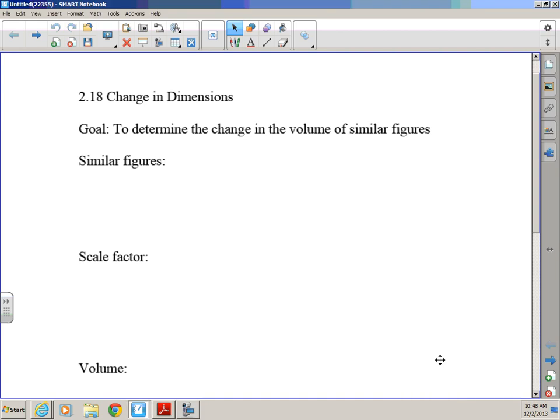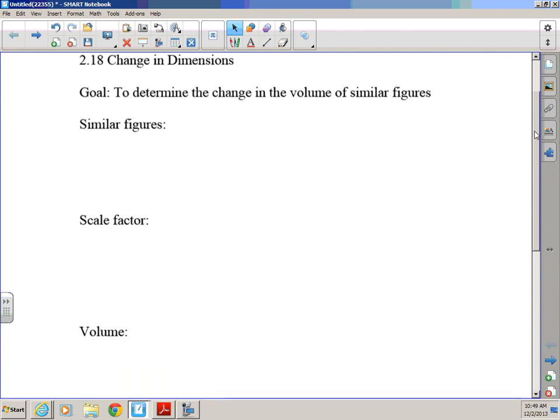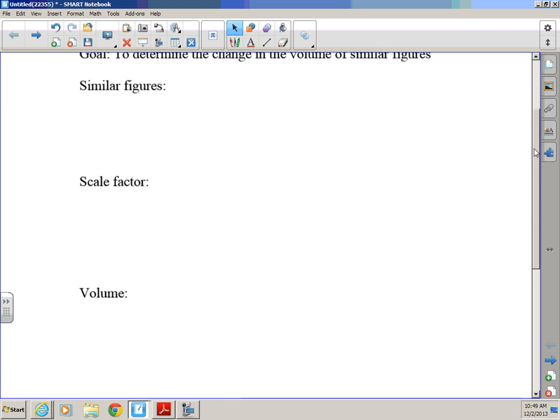The last topic we're going to cover in this unit is to determine what happens to the volume when a figure is changed, or there's a change in the size of a figure, but the figure is still similar to the original. Now, this will involve a concept that we've already done earlier, which is the concept of similar figures and scale factor. And if you might recall, we've seen this before when we've done a dilation.